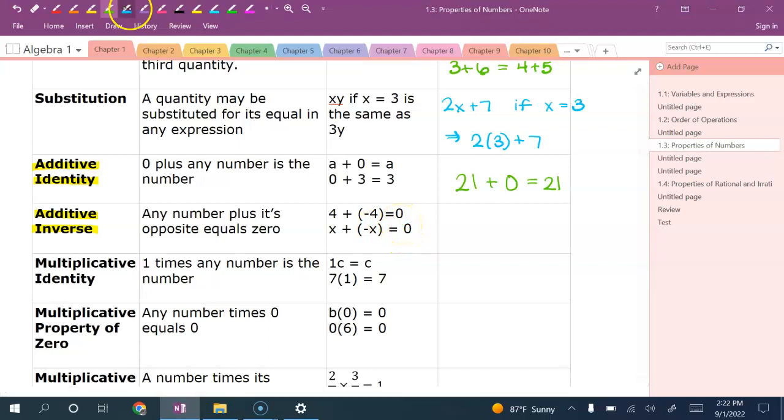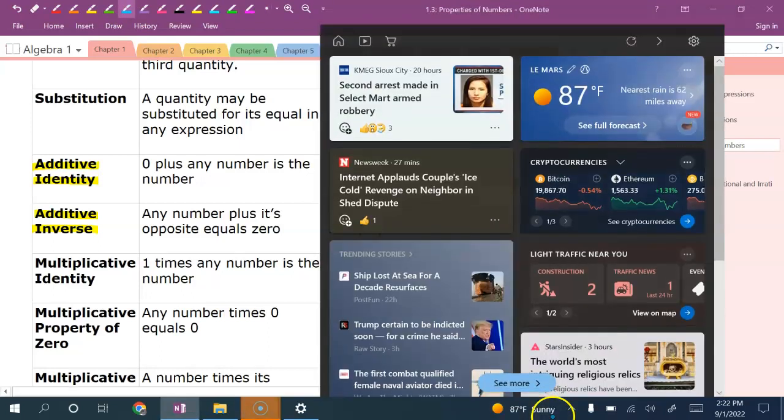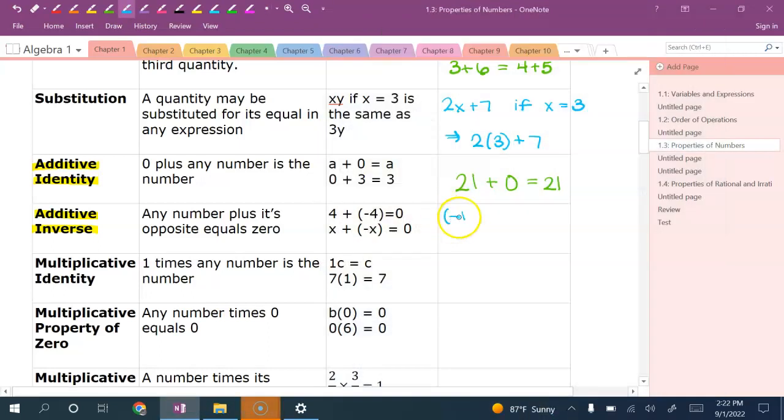The negative doesn't have to come second. You could have the negative come first. So, for example, it could be negative 17 plus 17. Let me rewrite that a little bit. Negative 17 plus 17, that equals 0. And same with letters. It could be negative a plus a equals 0.